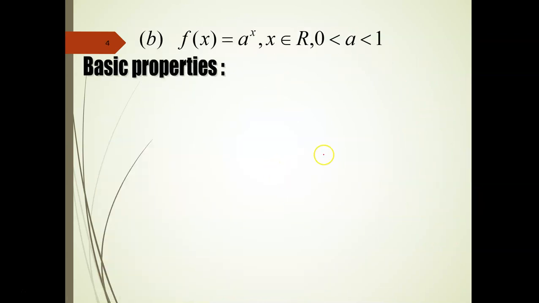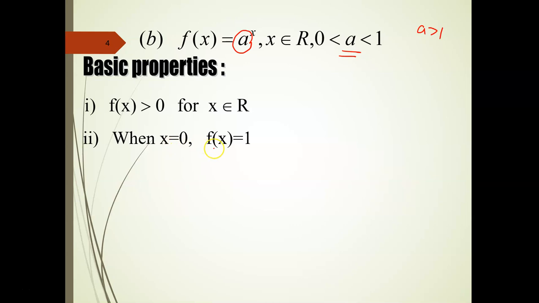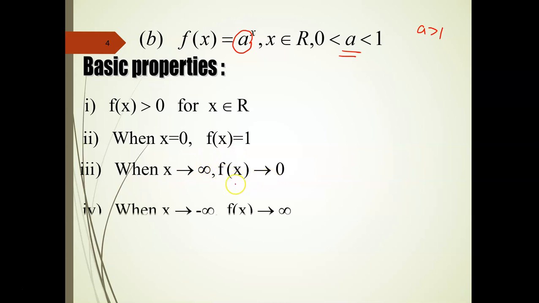The second one is when f(x) equals a to the power x is the same, but now your a is between 0 and 1. Just now a was greater than 1. In this case, a is between 0 and 1. This is the basic property, and you can substitute any value to check. For all real x, your f(x) is always greater than 0. When x equals 0, your f(x), or y, equals 1. When x is approaching infinity, f(x) is approaching 0. When x is approaching negative infinity, f(x) will be approaching infinity.